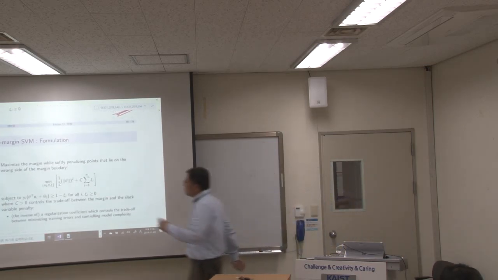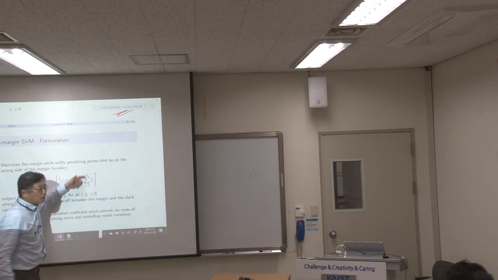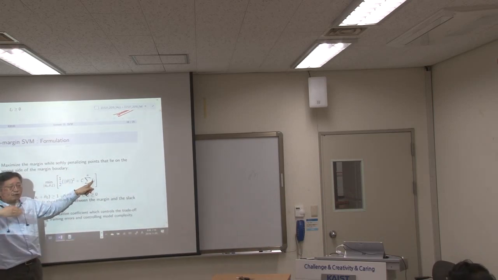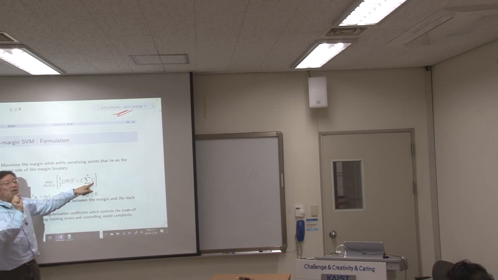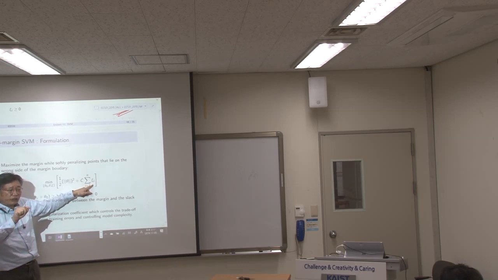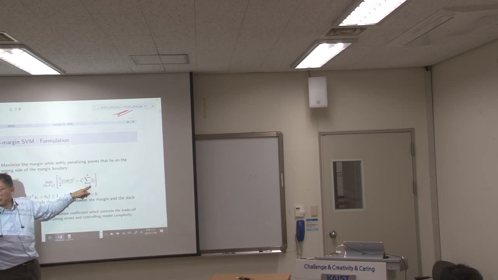So for each of the training data, there is a slack. If it's on the right side, if it's okay, what is the slack value? 0. If it's not obeying the condition, then it's going to be that distance. Do you understand what I'm saying? Do you want me to say it again? Okay.